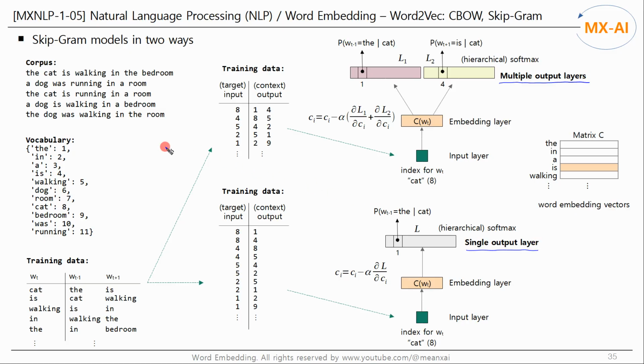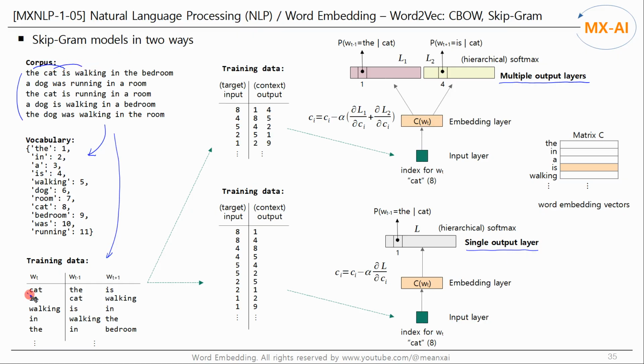Let's first look at the training dataset. Let's say we have a tiny corpus with only 5 sentences, like this. We create a vocabulary from this corpus as follows. Then generate a training dataset as follows. We use trigrams in this example.